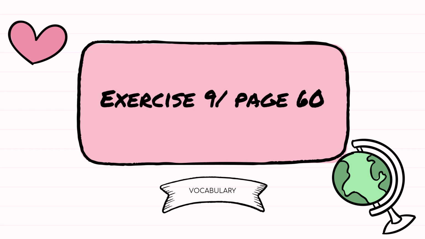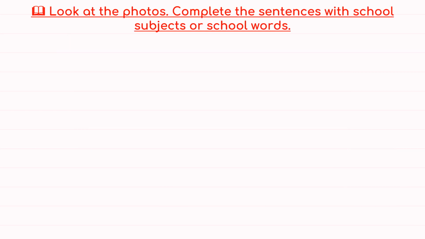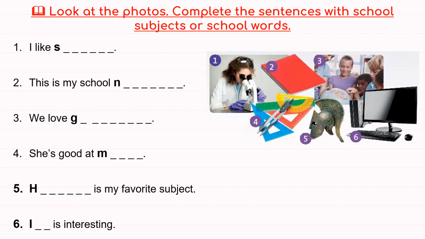We do exercise 9 on page 60. Now, look at the photos, then complete the sentences with school subjects or school words. We have 6 sentences and 6 pictures. You can stop the video to do the exercise and then we check the answers together. Okay, now let's check your answers.